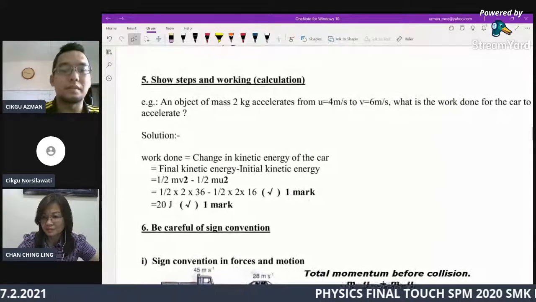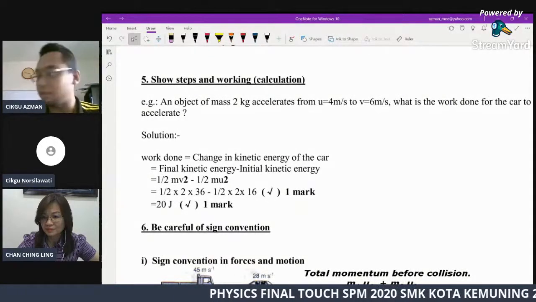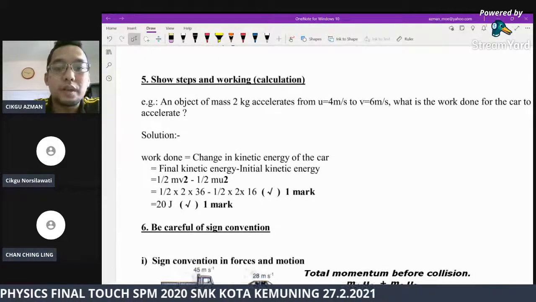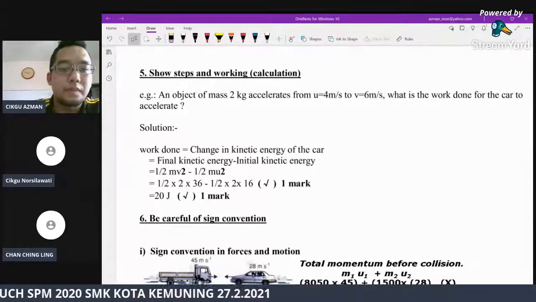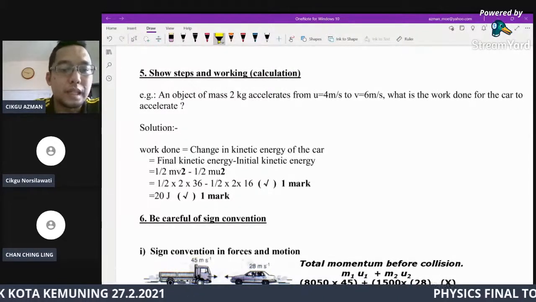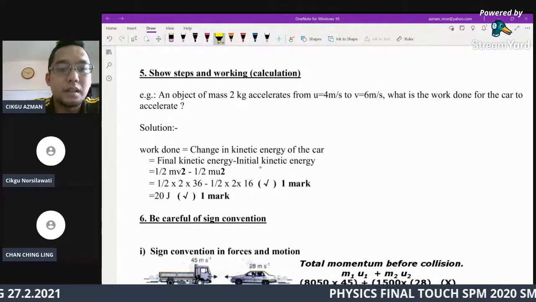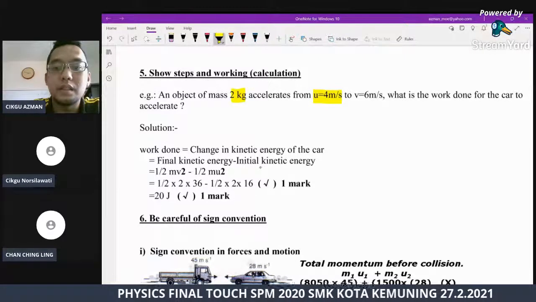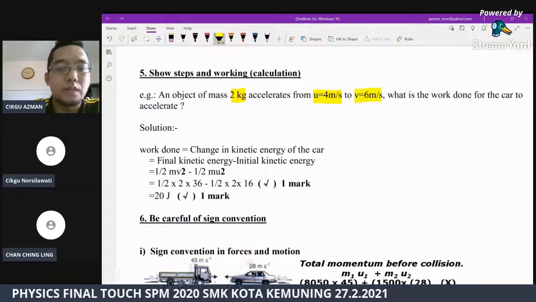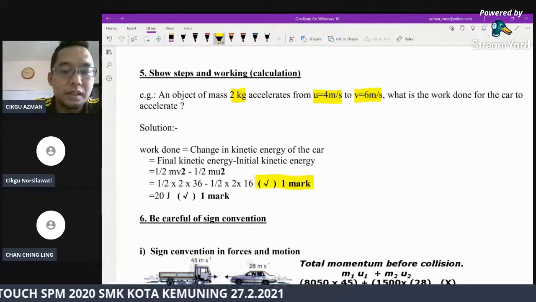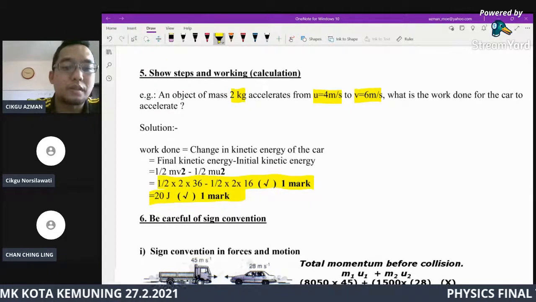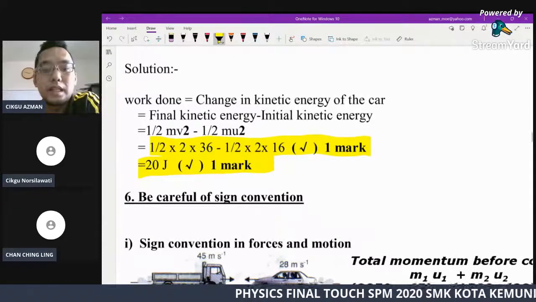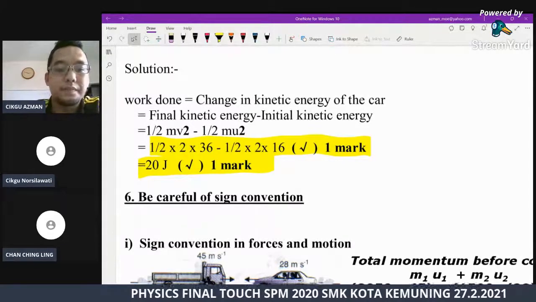Now, point number 5. Show steps and working for calculation question. So for calculation question, usually 2 marks. You need to show your working. Kalau tengok dalam ni, an object mass 2 kg accelerate from initial velocity to final velocity. What is the work done? So as you can see here, 2 marks. 1 for your working and 1 more for your final answer with unit.